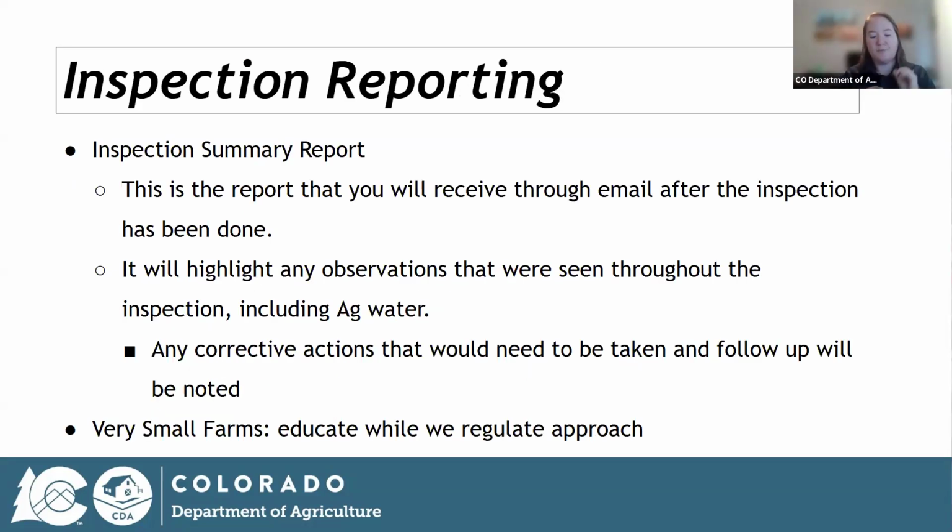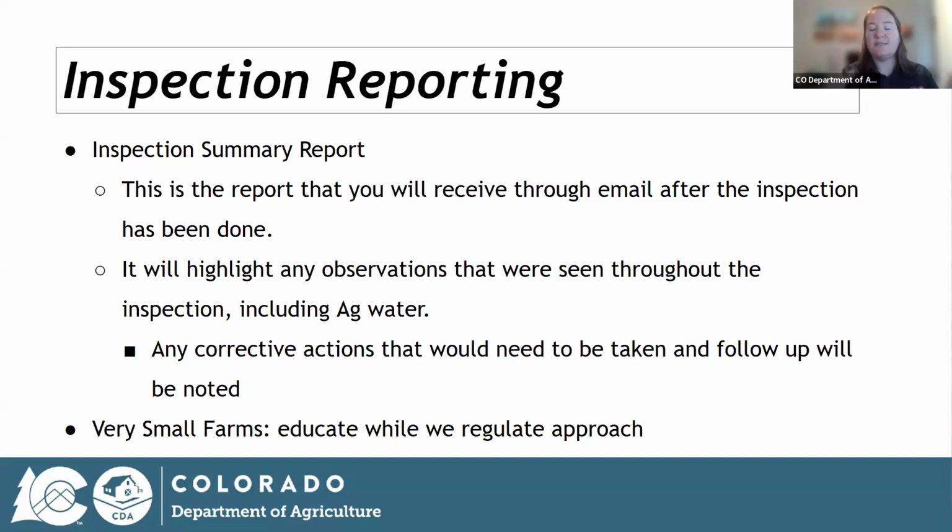As far as inspection reporting, what happens during an inspection is an inspector comes out, they walk through your operation, and then they should be discussing with you, here are the observations I'm seeing. These are the things that are non-compliant. These are the observations I found. And then whatever corrective actions that you two decide on, that's what's written.